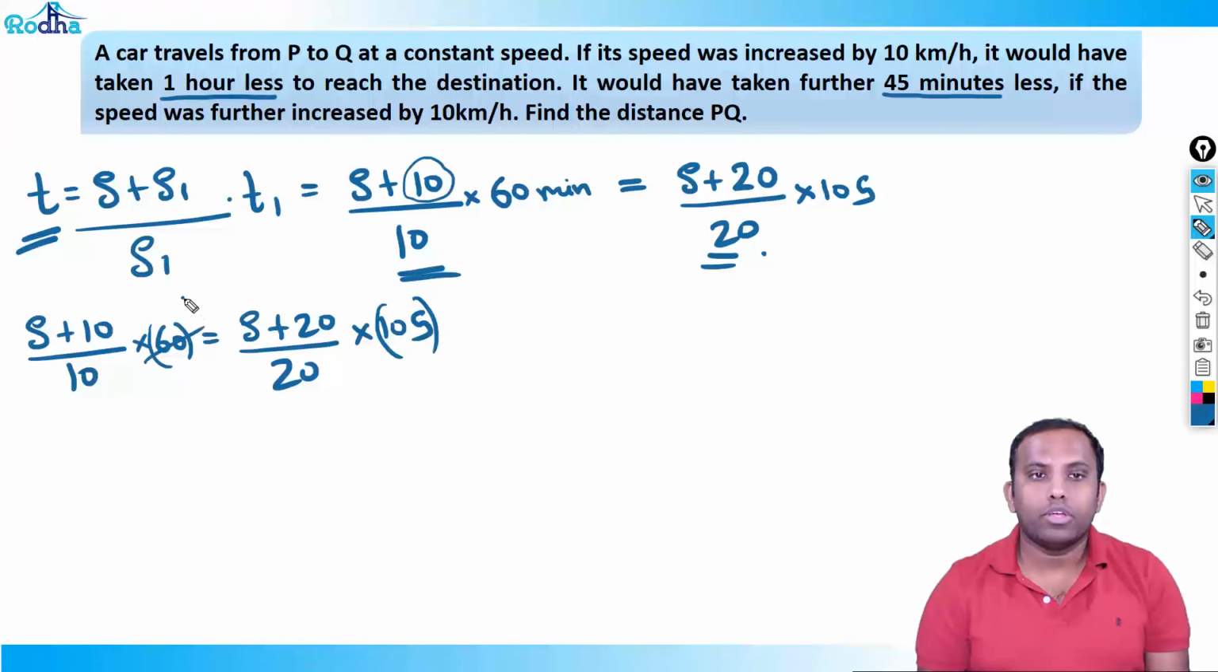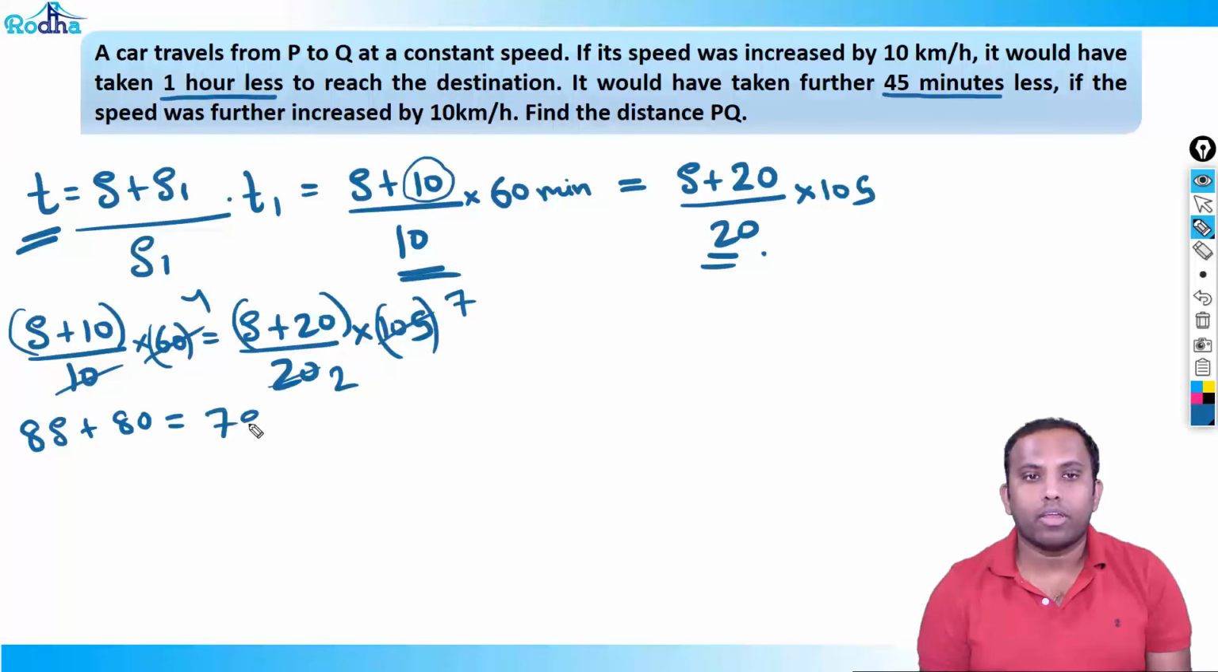So 15 4 ja and 15 7 ja I can cancel here, 10 2 ja I can cancel here. What will be left here? 2 will go here. So it becomes 8S plus 80 is equal to 7S plus 140. Therefore, you get S is equal to 60 kilometers per hour.